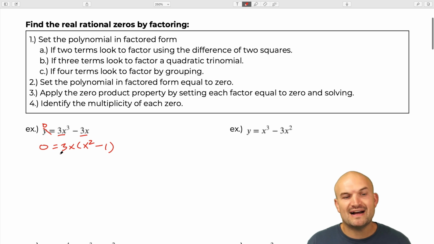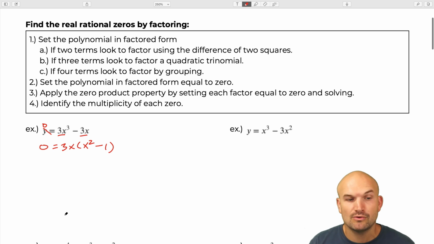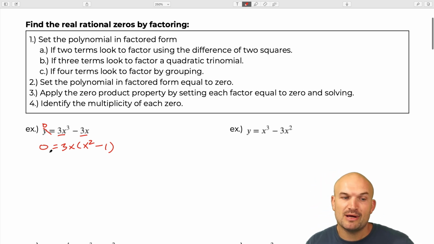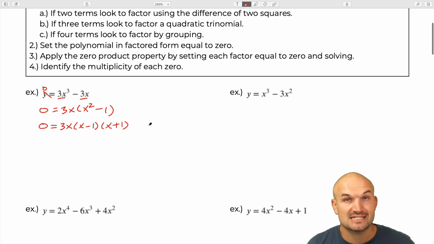Now our goal when we're finding the zeros is to write this as a product of linear factors, or identify the linear factorization of a polynomial. So we want all of our factors to be raised to the first power, basically all of our x's raised to the first power. The factor can be raised to a higher power, but we want the actual variable to be raised to 1. So I say, well, can I factor down x squared minus 1? And yes, using the difference of two squares, you can factor that into x minus 1 times x plus 1.